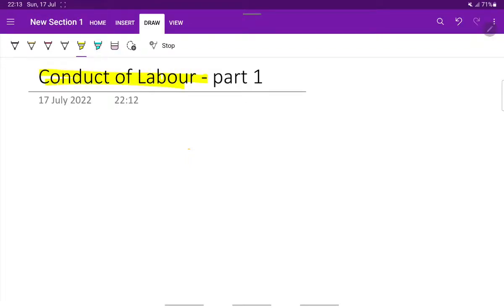Let's see about the conduct of labor. So we have seen a small introduction about the conduct of normal labor in our previous video. In this video we are going to see about the proper conduct of labor. So for the conduct of labor, the first point is the management of first stage of labor.